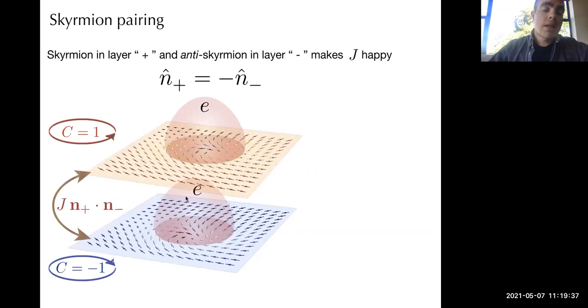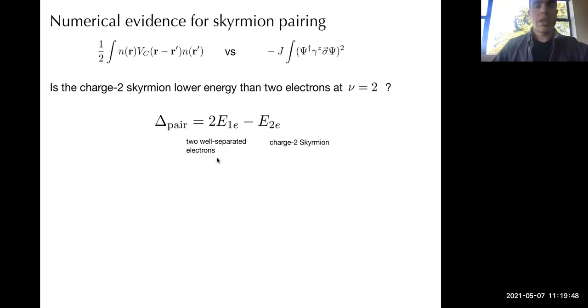And the argument is that the reason this becomes favorable is that, of course, Coulomb repulsion, 1 over r, does not want them to be on top of each other. But because they're skyrmions, they can spread out the charge over a very large region, as I'll get into in just a second.